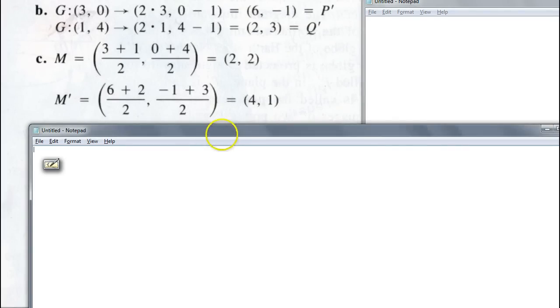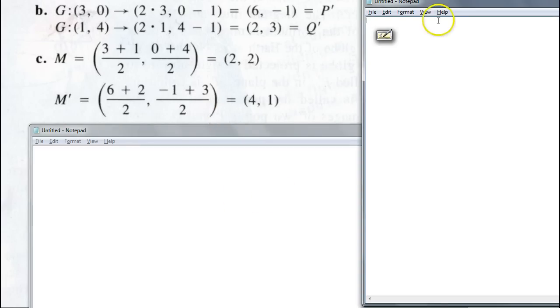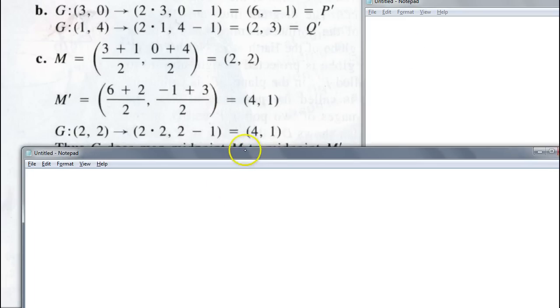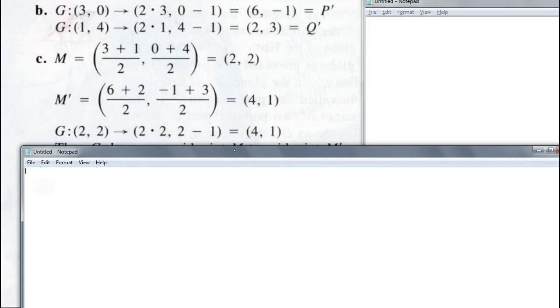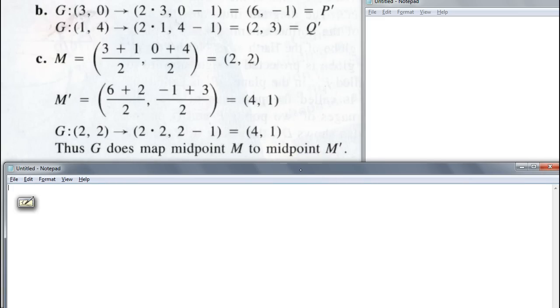Well, we just plug in (2, 2) to G. We're basically finding G of (2, 2), isn't that right? And look, it comes out to (4, 1). So what can you say? It does map the midpoint to the midpoint of the other, right? G maps the midpoint M to M prime.